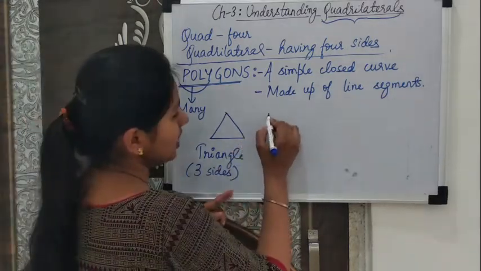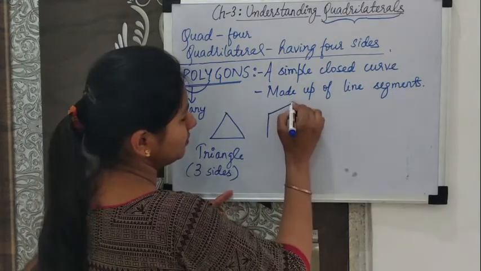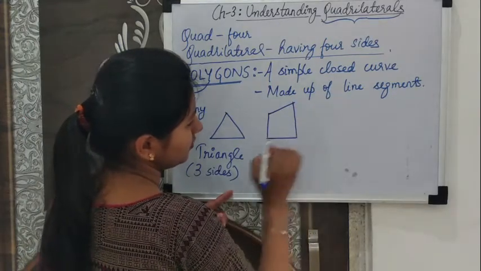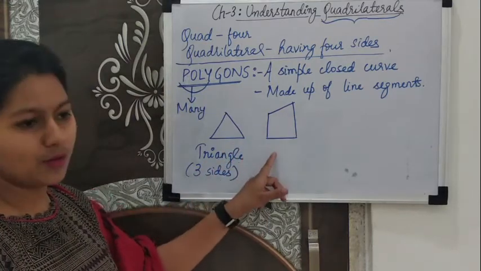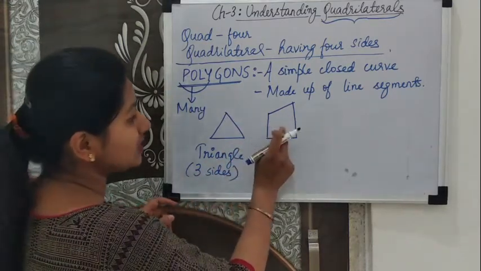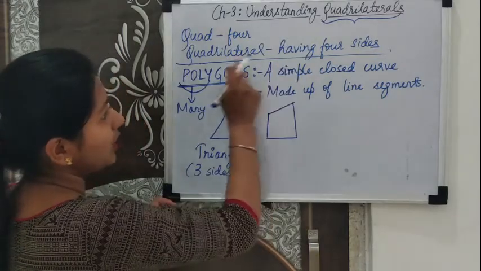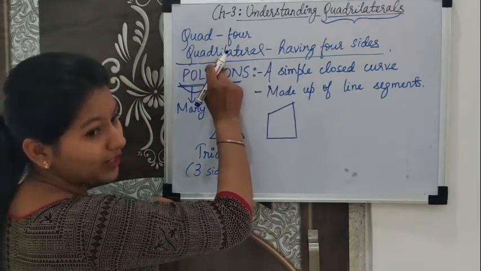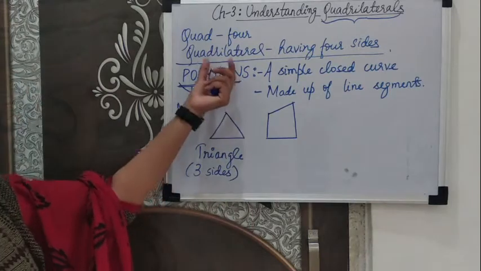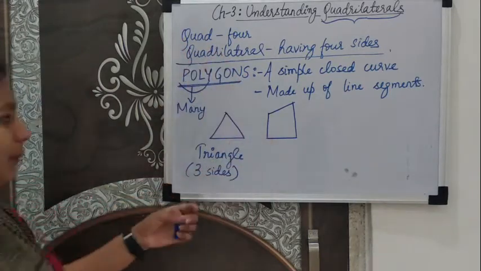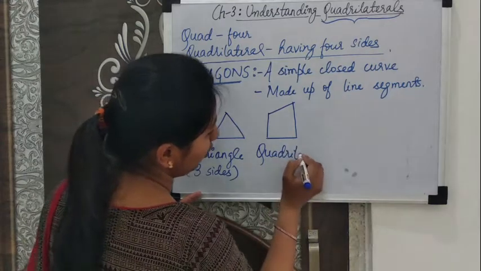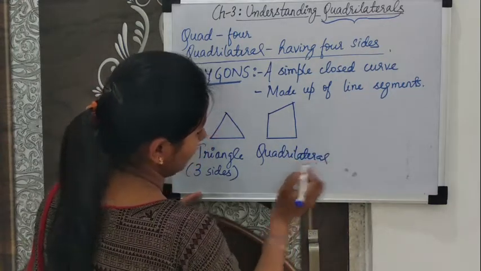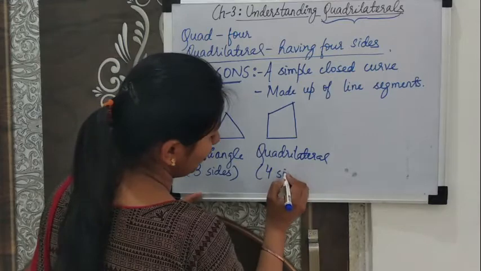Now let's make a polygon with four sides. This is a polygon with how many sides? Four sides. So this four-sided polygon is called quadrilateral. This is the main topic which we will study throughout this chapter, that is quadrilateral. Quadrilateral is a polygon with four sides.